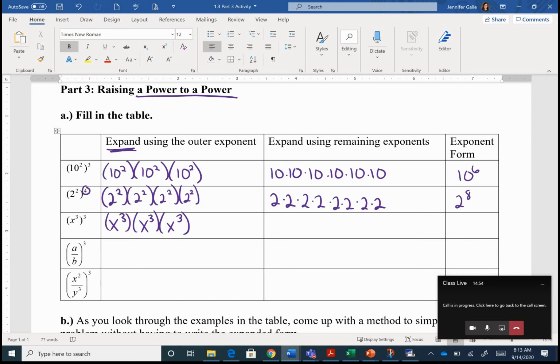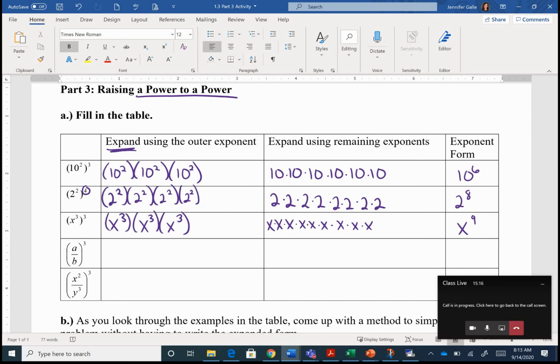9. Then on the inside, x to the third, x to the third, and x to the third. So we end up with x to the 9. Whoops, that looks like a 4, maybe a 9. There we go. Sounds like a Y. Okay. It did kind of look like a Y, you're right.